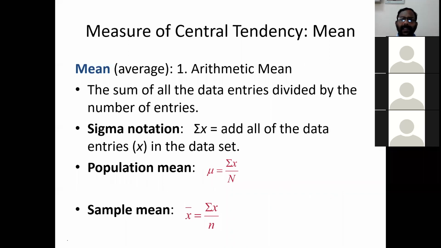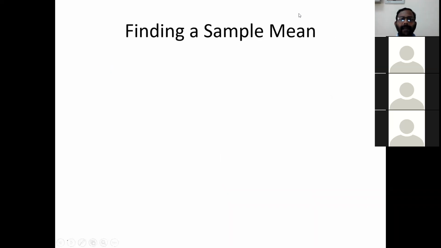Later on, we will see that the population mean is actually an imaginary mean which we won't be able to calculate. It's too early to discuss that, but most of the time we will be calculating the sample mean. So I think we will take an example to calculate the sample mean.